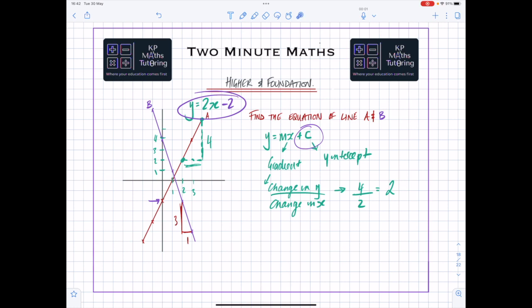One thing I would say is just make sure you double check the scale on your x-axis. Sometimes they'll do 2 squares as 1. In this case, I've just done 1 square as 1. So my change in y is 3. My change in x is 1. Well, 3 divided by 1 is 3.